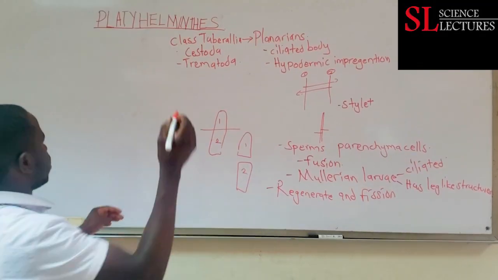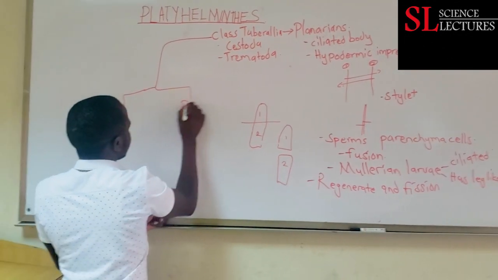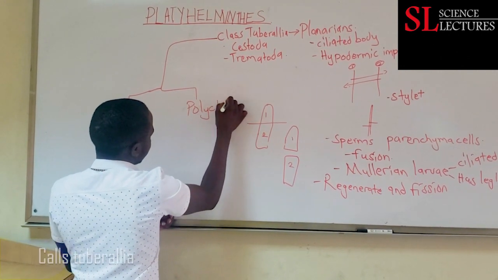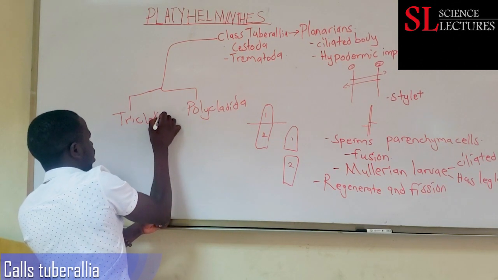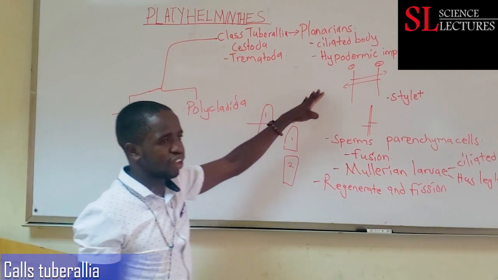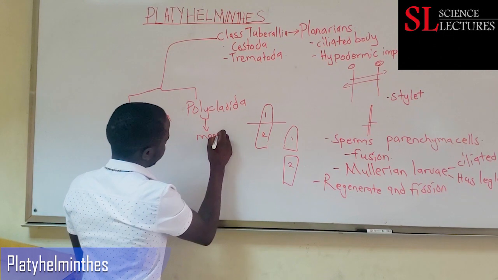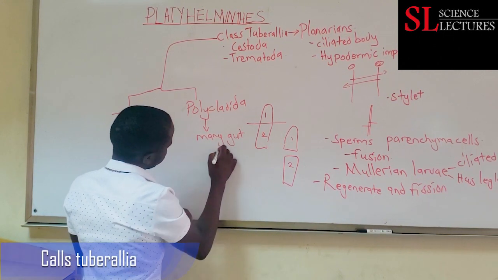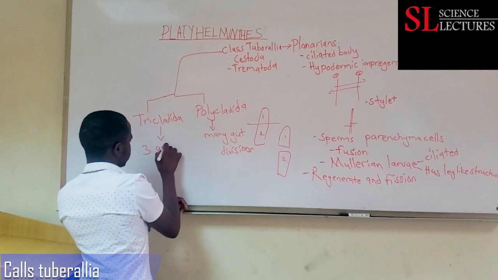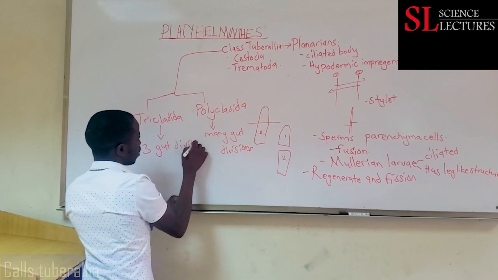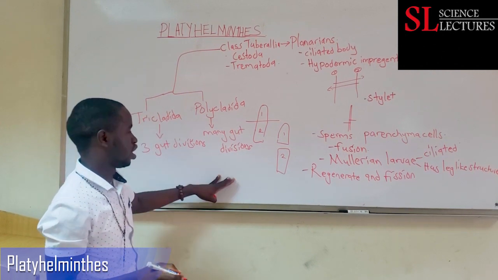So, members of class Turbellaria are divided into two. They have what they call the Polycladida and Tricladida. We see these organisms have a highly branched gut. These ones have many gut divisions, and these ones have three gut divisions. That is the major difference between these two groups, Polycladida and Tricladida.